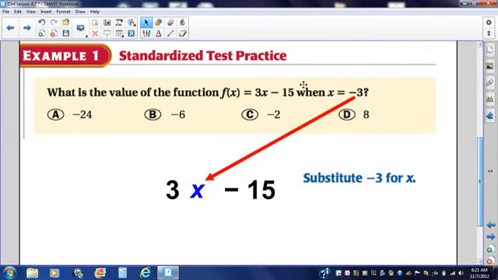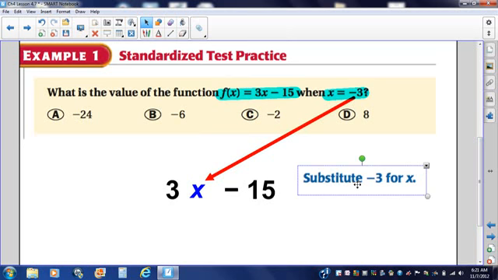All right, if you would, please write in your spiral f of x equals 3x minus 15. And then please make yourself a note. X is going to be equal to negative 3 in this problem.